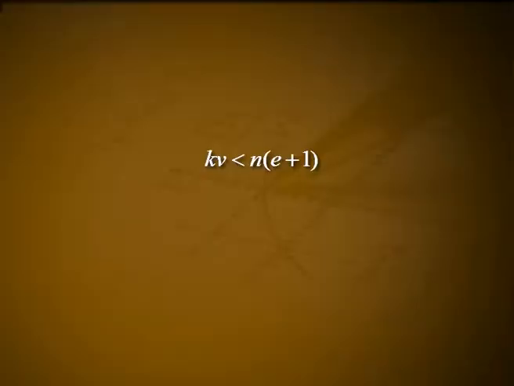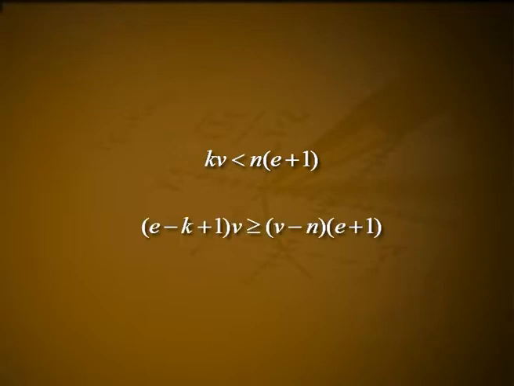To see this, let C be the coalition of unknown size n. Let k be the largest integer such that k·V < n(E + 1). It follows that (E − k + 1)·V ≥ V − n(E + 1).